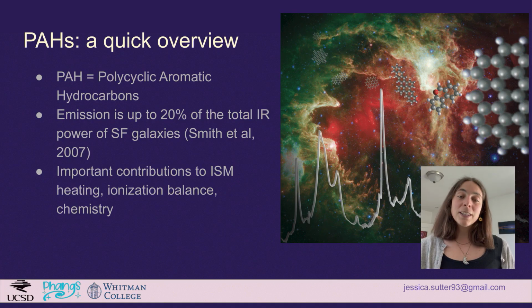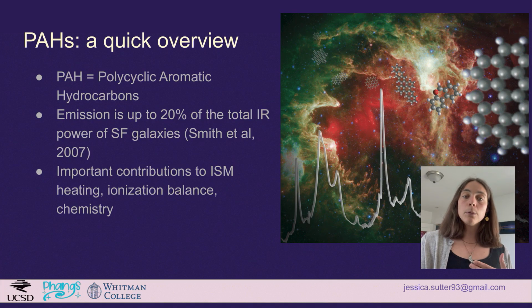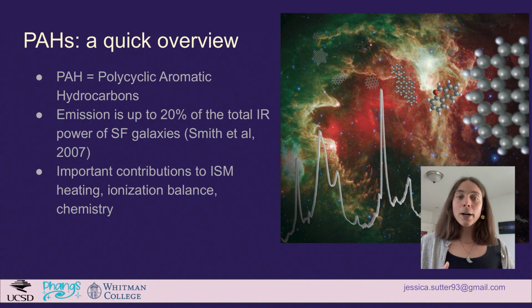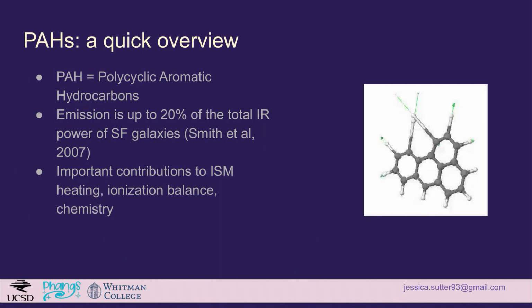And they also play roles in the ionization balance. This is because they have a lot of electrons that can be photoejected by light from young stars, and that can change the balance of positive and negative charges in the ISM. They also produce a lot of the infrared emission that we see coming from galaxies, up to 20% of the total infrared emission, and they do this by wiggling around.